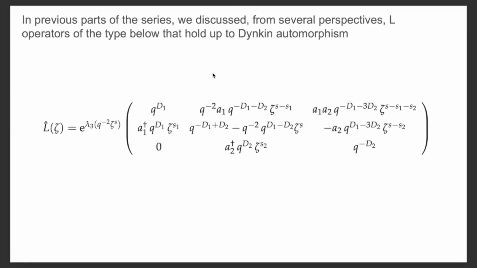And so, in the previous parts of the series, we discussed from several perspectives the L operators of the type below, which hold up to Dynkin automorphism. So there's a different type of contribution from these L operators, whether it be the mapping into the unital associative algebra, which is the complex valued function xi, and this is responsible for staggering and also inhomogeneities that we can introduce at different sites of the triangular lattice that we would like to study further.